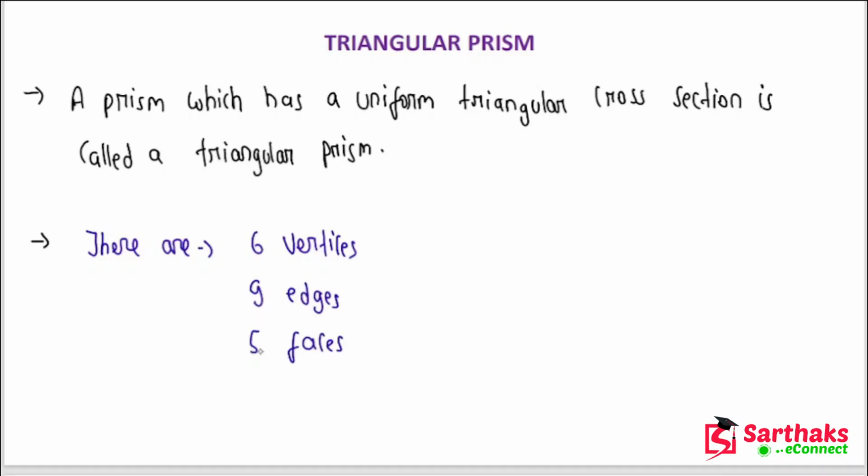As I told you, 2 of the faces will form triangles, and since there are 3 sides in a triangle, there must be 3 lateral faces. And they will have 3 lateral edges. So this will be the specification: 6 vertices, 9 edges, and 5 faces. If I have to divide them, there will be 2 bases and 3 lateral faces, similarly 3 lateral edges.